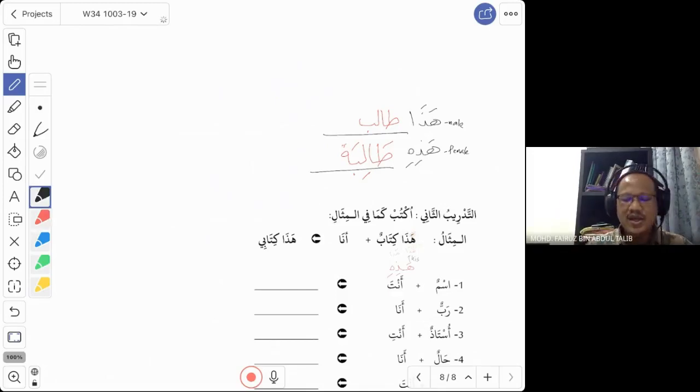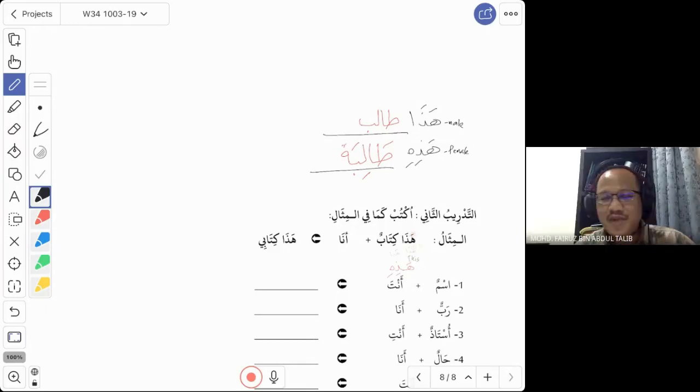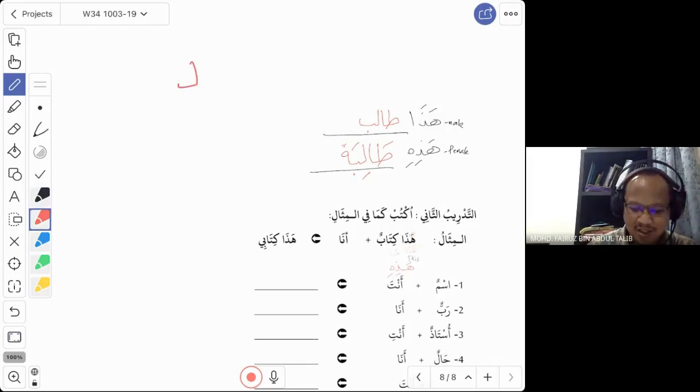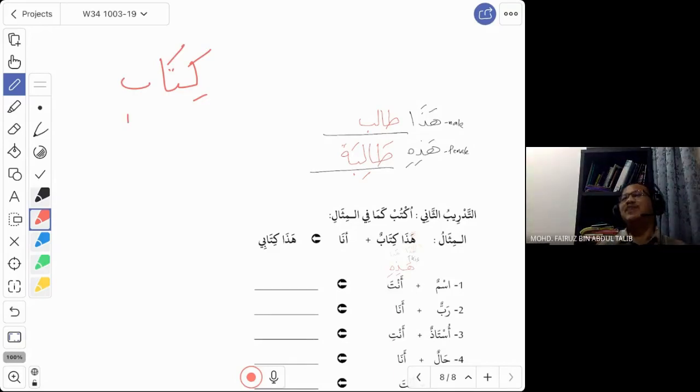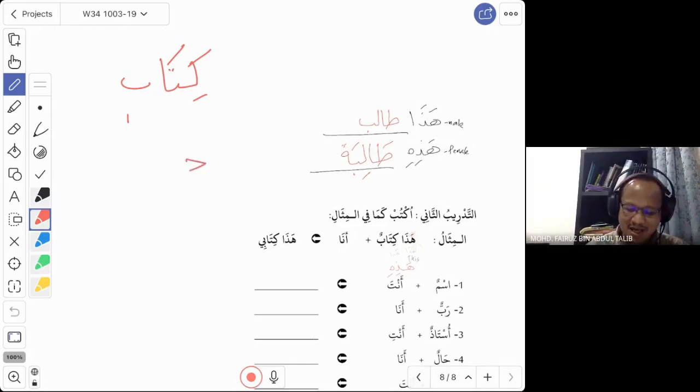Now, look at this. Give me the word for book. Just now we have learned how to say book. Kitabun. Yes, correct. This is the word for book. We say kitab. Now give me another word. University. Jami'ah. Okay, syukran Syamimi. Now we have these two words. First, the word kitab. Second, the word jami'ah.